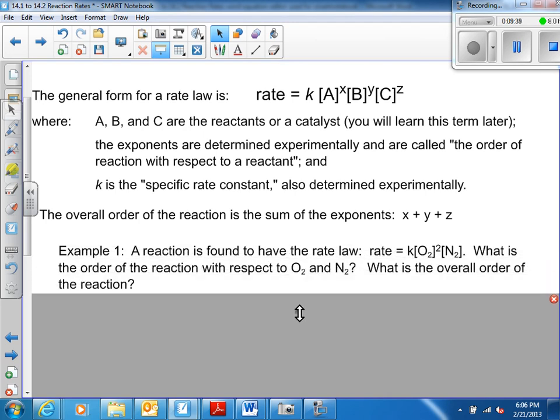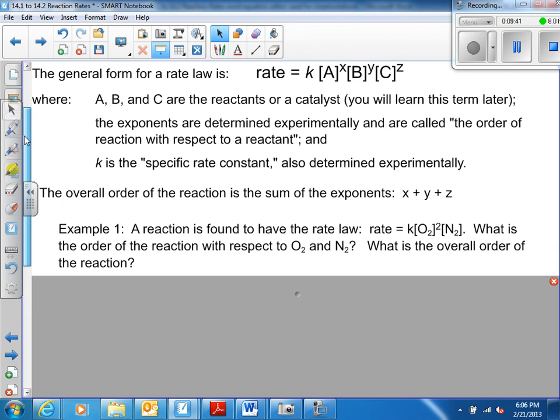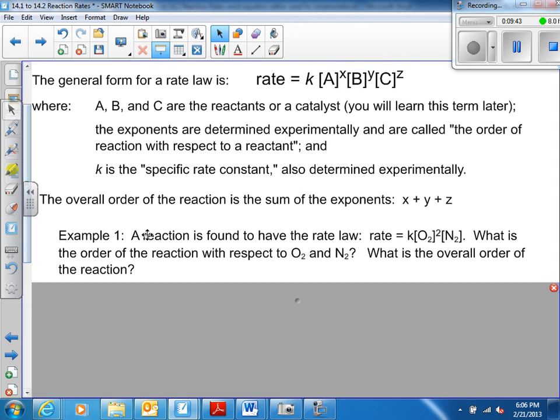All right, so easy problem. We have this reaction. You can pause this and answer it yourself. I'm going to put up the solution in just a moment. Here's our rate law. What's the order with respect to oxygen and nitrogen, and what's the overall order? Well, you just look at the exponents. Go ahead and pause if you want to, but here we go.